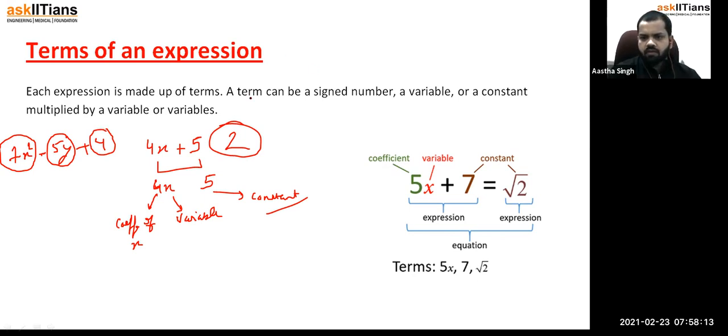This is given: 5x plus 7 is equal to under root of 2. This equation is made up of two expressions, 5x plus 7 and root 2. It is an equation because an equal sign is there. Root 2 is just a constant. 5x is a term made up of a constant and a variable, where 5 is the coefficient of x and x is the variable.